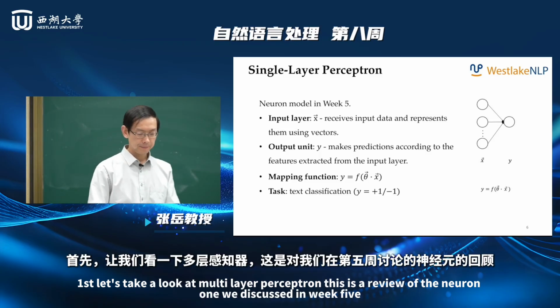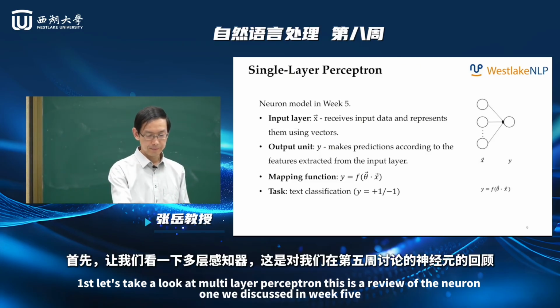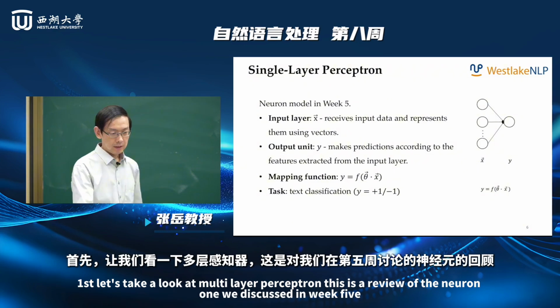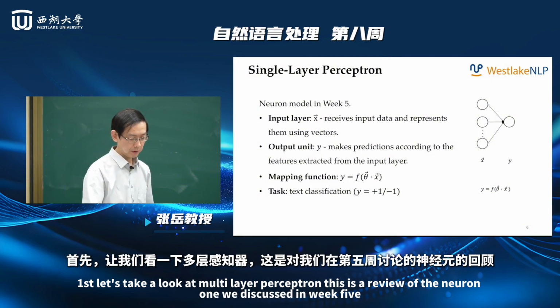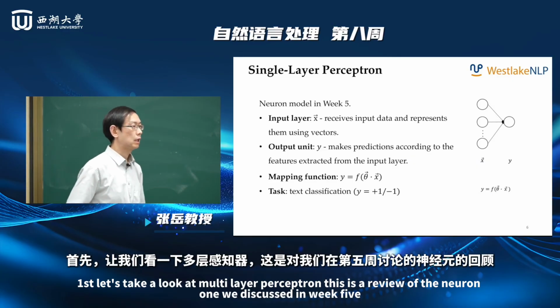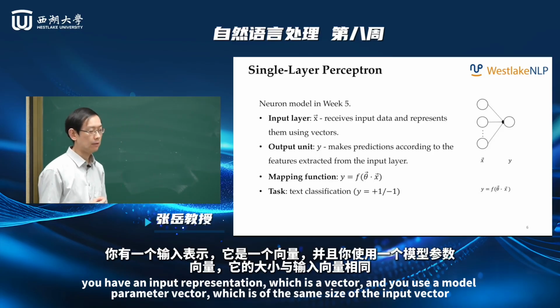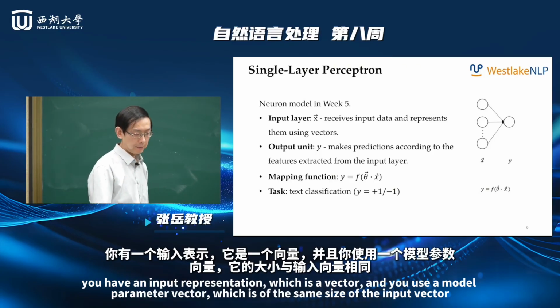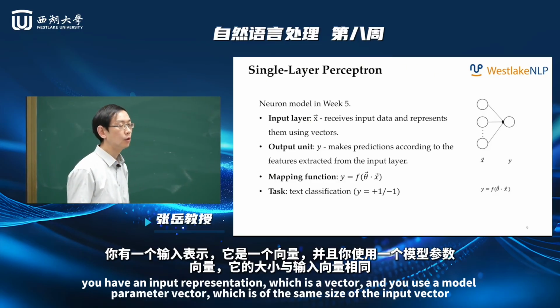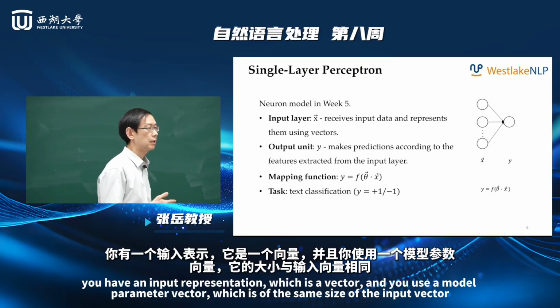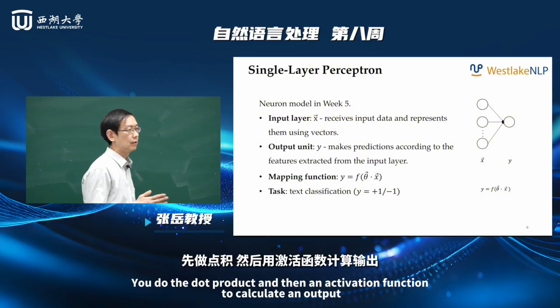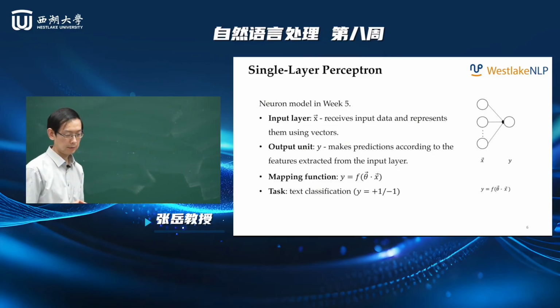First, let's take a look at multi-layer perceptron. Okay, so this is a review of the neuron we discussed in week 5. So you have an input representation, which is a vector, and you use a model parameter vector, which is of the same size of the input vector. You do the dot product, and then an activation function to calculate an output.